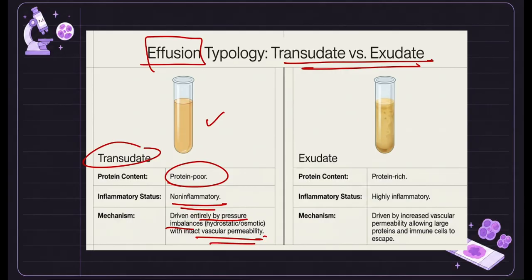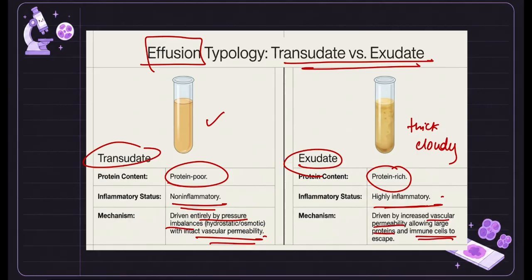In sharp contrast, an exudate is thick and cloudy. It is very protein-rich, and it's highly inflammatory. An exudate happens because the blood vessel walls themselves become highly permeable. Large proteins and specialized immune cells physically escape right into the body cavity.